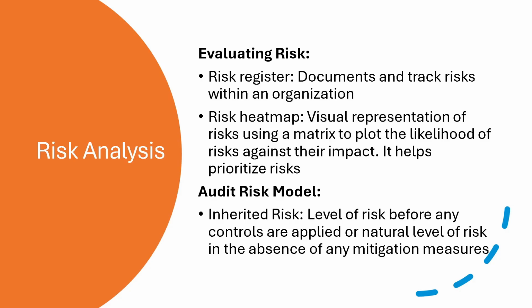Evaluating risks. In order to evaluate risks, we use risk registers and risk heat maps. A risk register is a tool to document and track risks within an organization. It typically includes details such as the risk description, impact, likelihood, mitigation strategies, risk owner, and current status. A risk heat map is a visual representation of the risks, typically using a matrix to plot the likelihood of risks against their impact. It helps prioritize risks by categorizing them into different levels of severity, such as low, medium, and high.